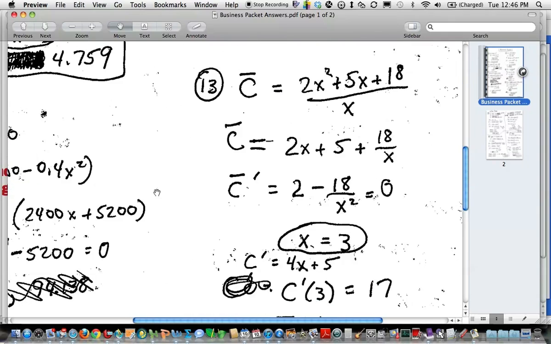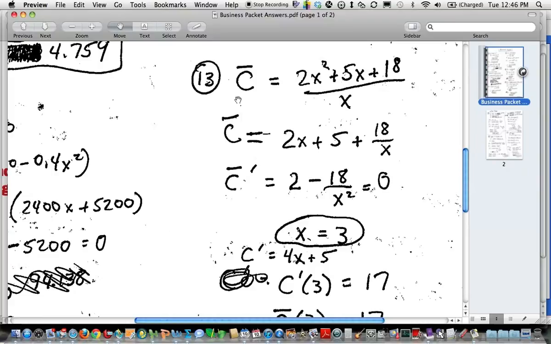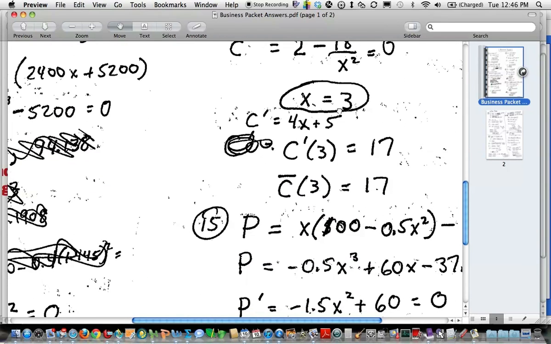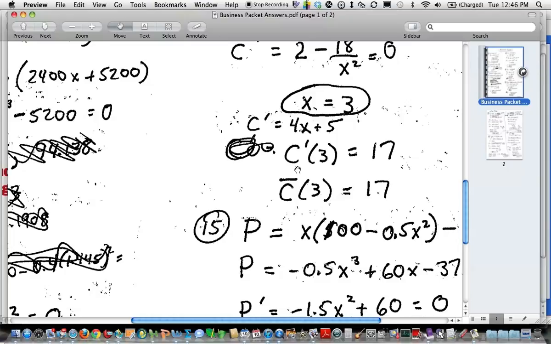Let's see, yeah. So number 13, I wanted to make a comment about 13. On 13, they asked for average cost per unit. So you had to take C and divide it by X, okay? So you take the C equation they give you, divide it by X, that gives you cost per unit. You do C bar prime, you come up with X equals 3 for the minimum, because they wanted minimum cost per unit. And that's at 3.